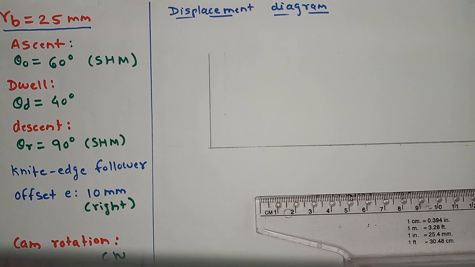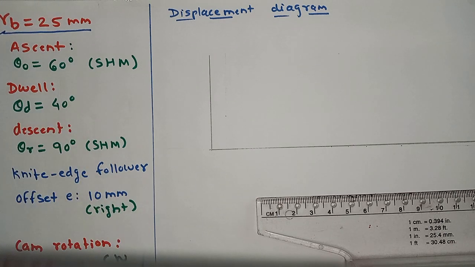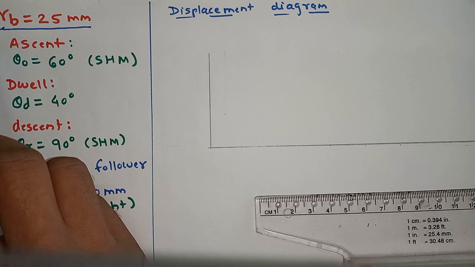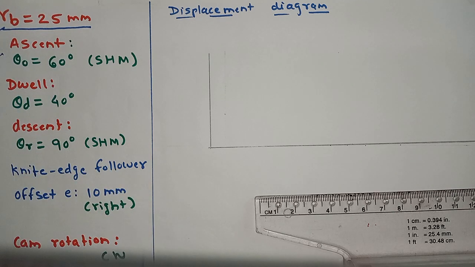Hello, in this session we will learn how to draw the cam profile for offset knife edge follower. The given data is here. Minimum cam radius is 25. First stroke is ascent stroke, during which the cam rotation angle is 60 degrees and the follower motion is simple harmonic motion.